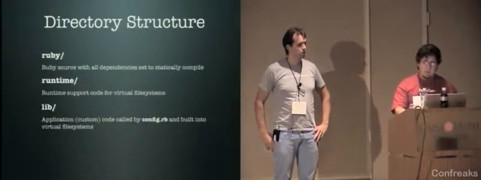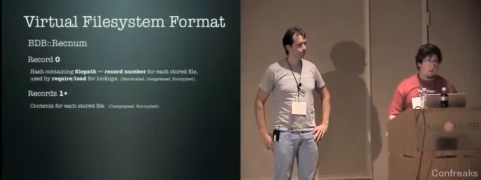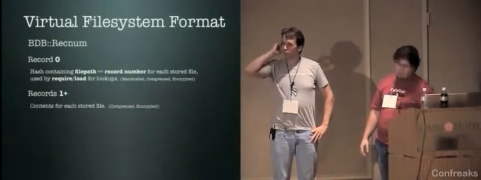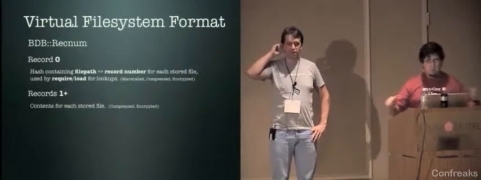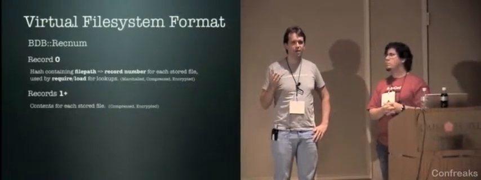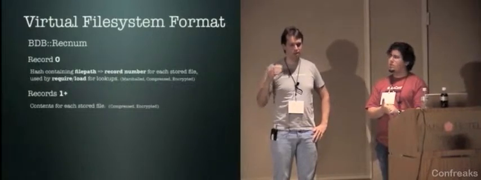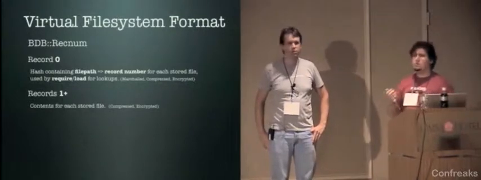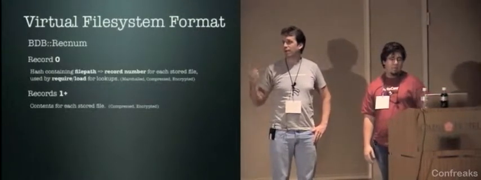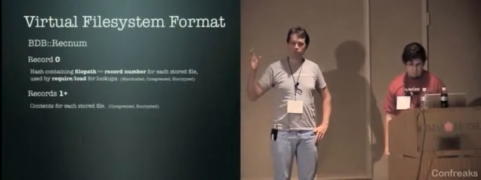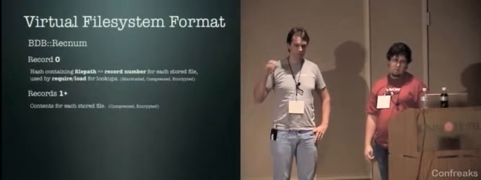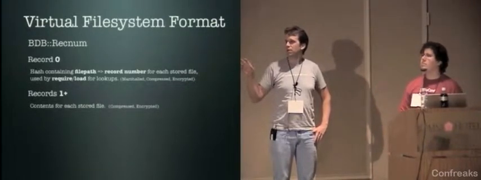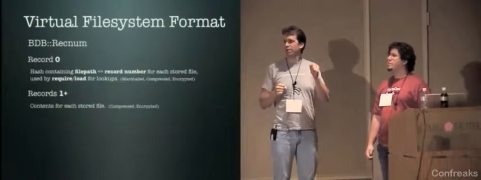Right. So we'll talk a little bit about the virtual file system format in BDB and what it is. What we do here is, Berkeley DB supports four or five different types of things. B-tree, hash, what's the other one? B-tree, hash, recno, and another one. A recno is kind of like an array, effectively. And we chose to use an array so that we could quickly load up all the keys. Record 0 is a hash that contains all the file paths.